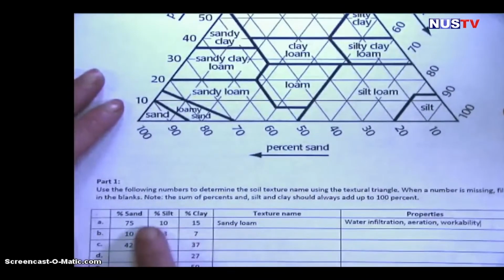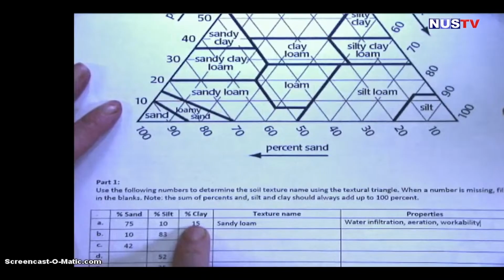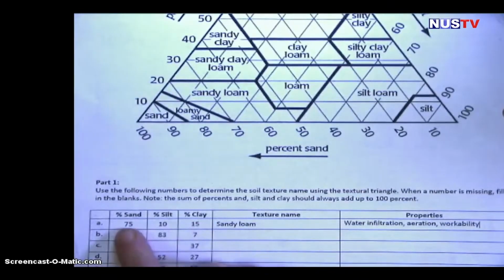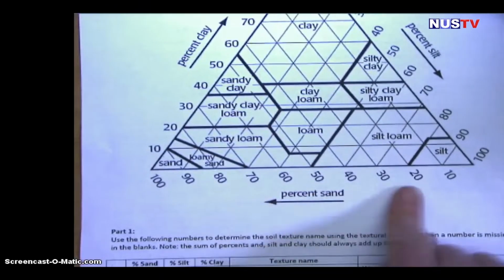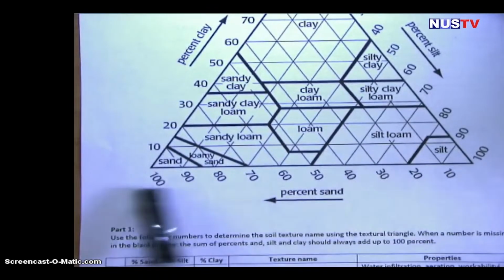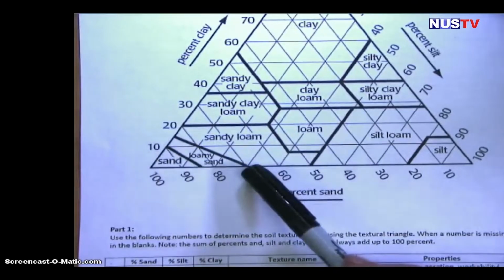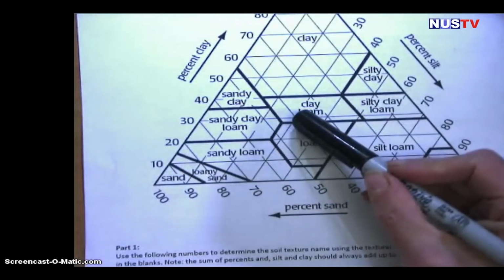So for the first example, we have 75% sand, 10% silt, and 15% clay. Now remember, if you add sand, silt, and clay, it makes loam. So it makes sense that that would be sandy loam. But you could figure this out by going, here's the percent sand. So there's 75% of that. So here's 100%, here's 70, here's 80. And there are two lines. There's one that goes on the left, and there's one that goes on the right.